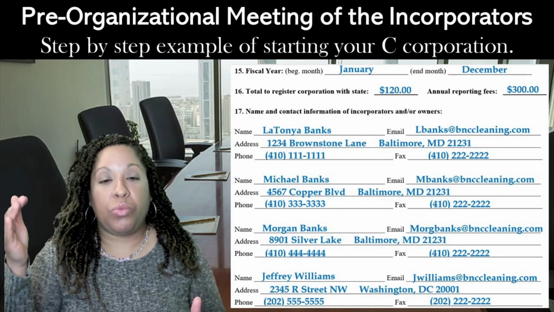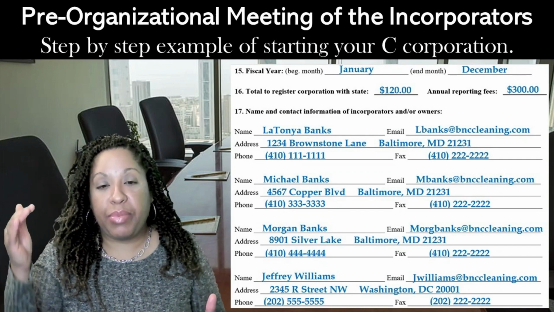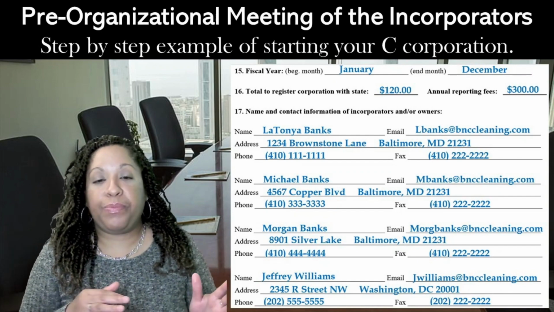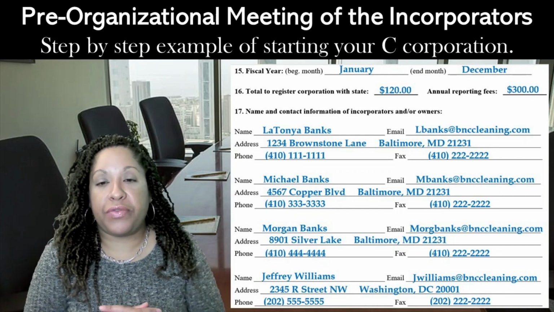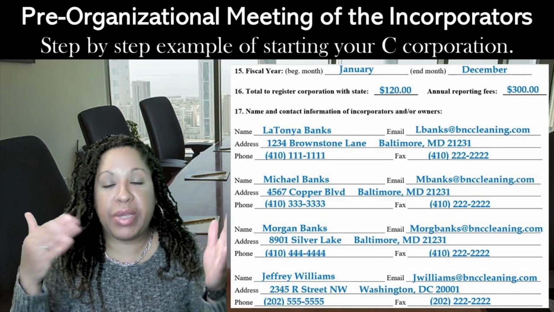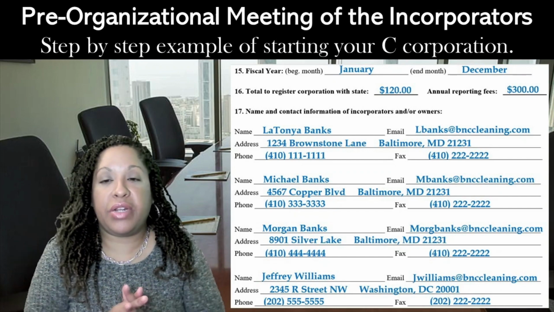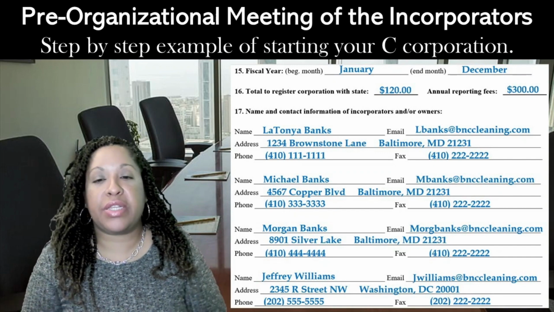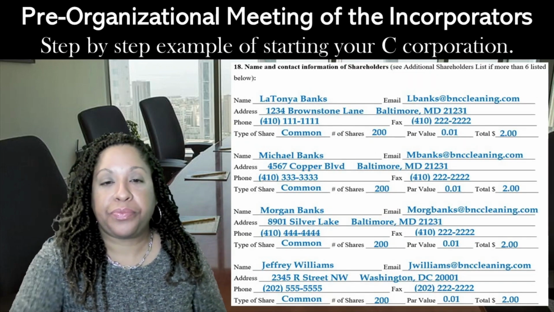17, you want to list the name and contact information of the incorporators or owners. So we have everyone there: Latanya Banks, Michael Banks, Morgan Banks, and Jeffrey Williams. And just for the purposes of this video, I just made up some information. All this is made up. None of this is real. For email addresses and home addresses and phone numbers and fax numbers.